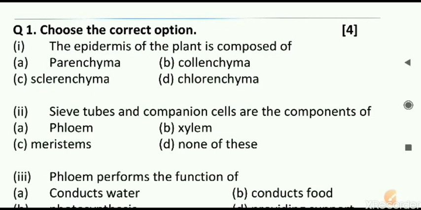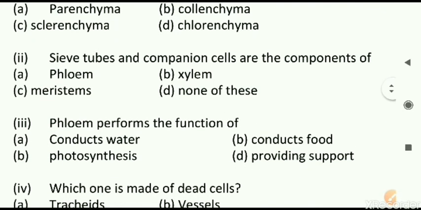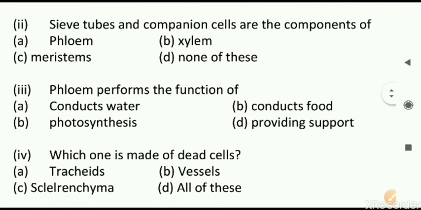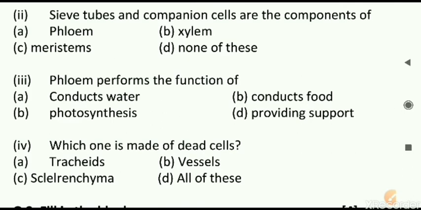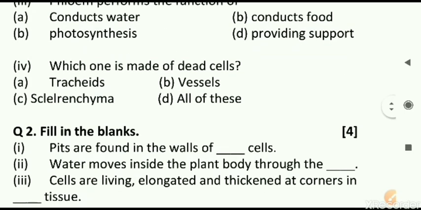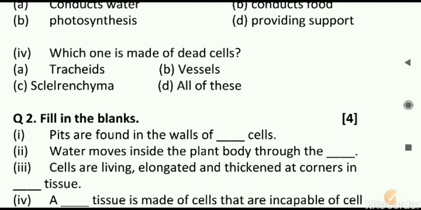The first question: the epidermis of the plant is composed of. Second: sieve tubes and companion cells are the components of. Third: phloem performs the functions of. Fourth: which one is made of dead cells? Next is fill in the blanks.